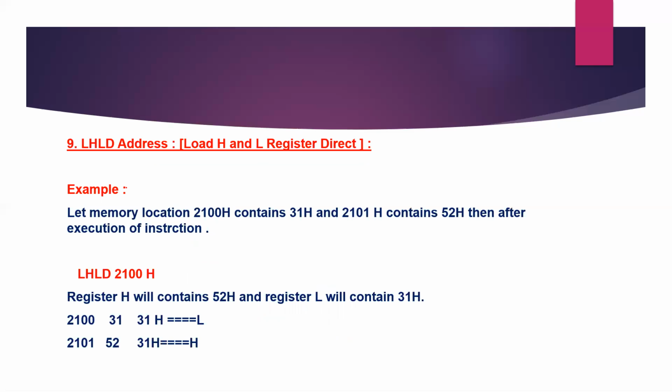Next is LHLD address, means load HL register pair directly. In this instruction, the first byte gives the opcode and the second and third bytes give the 16-bit address of the memory location. The content of the memory location whose address is specified in the instruction is loaded into register L, and the content of the next memory location is loaded into register H. For example, suppose memory location 2100 contains data 31H and memory location 2101 contains data 52H.